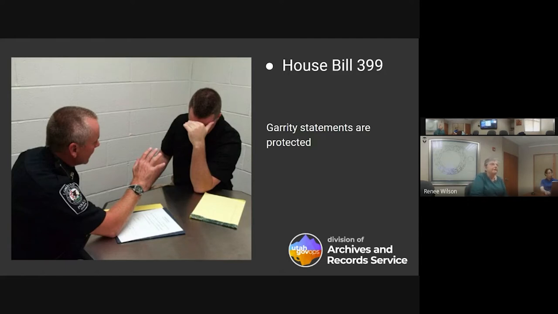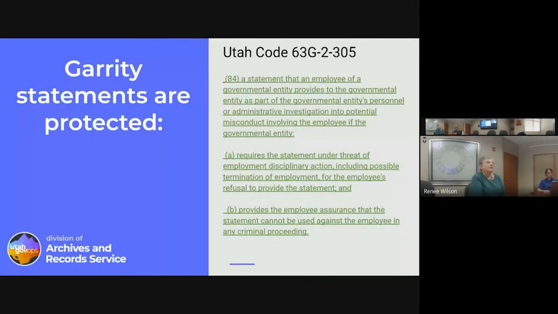And as a result of this and possibly others, we now have 305, a new protected record, which is a statement that an employee of a governmental entity provides to the governmental entity as part of the governmental entity's personnel or administrative investigation into potential misconduct involving the employee, if the governmental entity requires a statement under threat of employment disciplinary action, including possible termination of employment, for the employee's refusal to provide the statement, and provides the employee with assurance that the statement cannot be used against the employee in any criminal proceeding. So I think that kind of summarizes what a Garrity statement is, and that is protected.